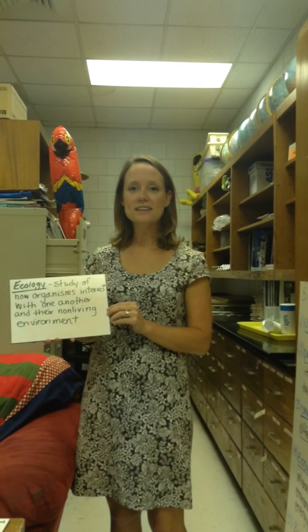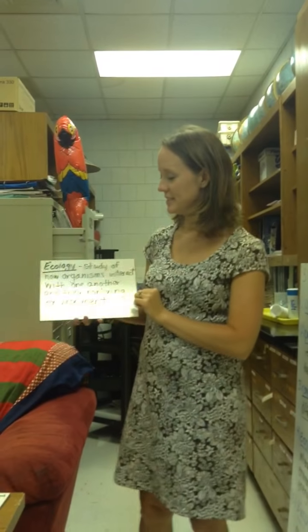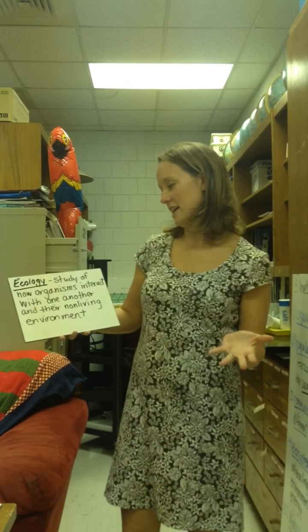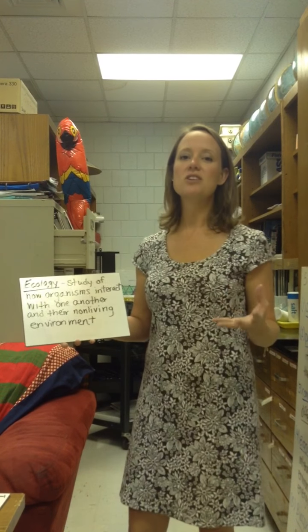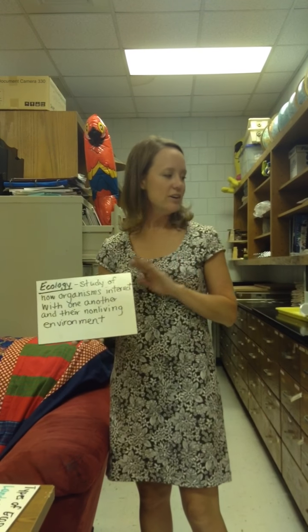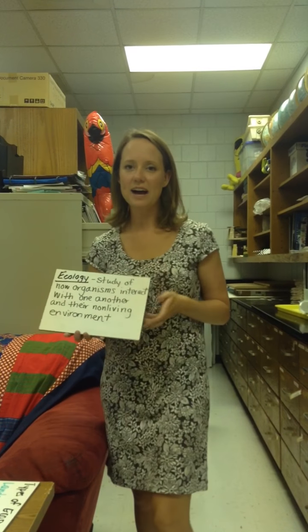All right, today's topic is an overview of what is ecology and different types of ecosystems. So the definition of ecology is the study of how organisms interact with one another and their non-living environments. We're looking at the biotic and abiotic factors. Now, ecosystems are divided into 5 levels.